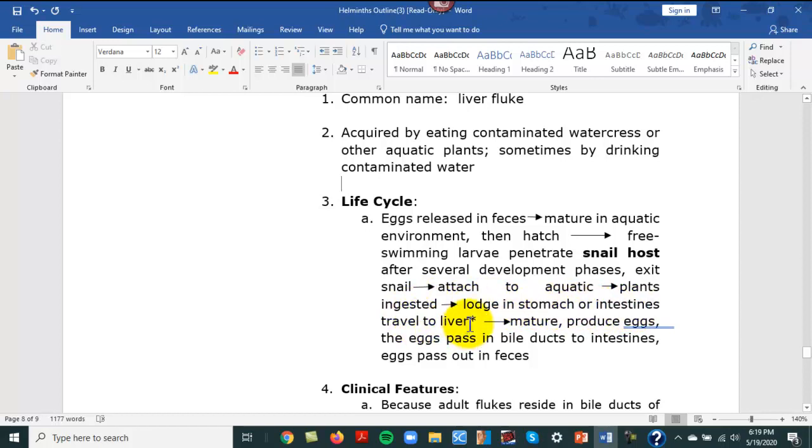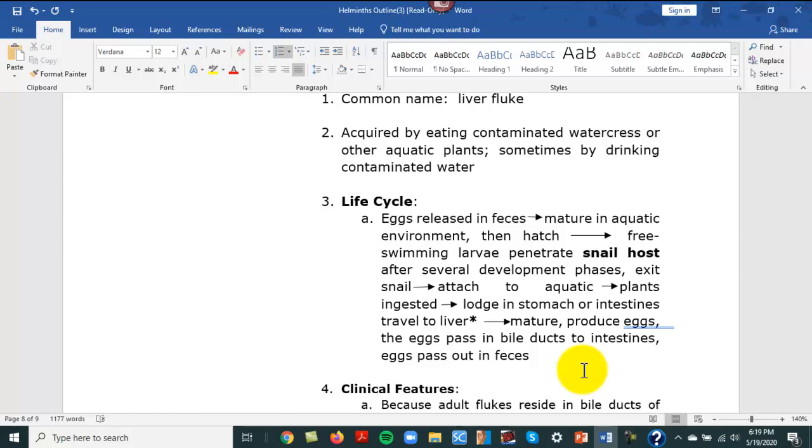They travel to the liver, which is where they would localize. They actually localize in the bile ducts. Mature, produce eggs. The eggs pass in bile ducts to the intestines, and then the eggs pass out in the feces. Without getting into a dissertation, bile is part of the gallbladder. The gallbladder stores it, the liver makes it. And there are two little branches that go up into the liver, so the bile can drain down, and they're called the left and right hepatic ducts. They come down to an area called the common bile duct, which leads down to the small intestine.